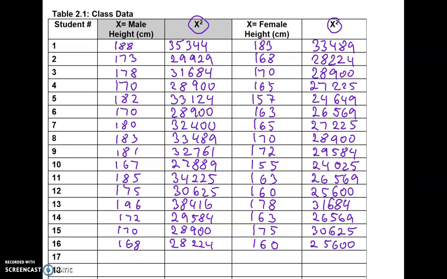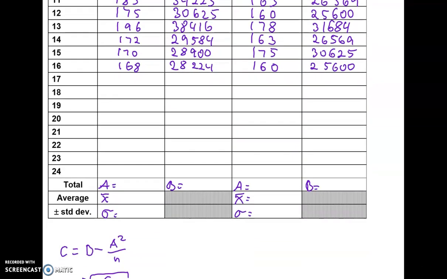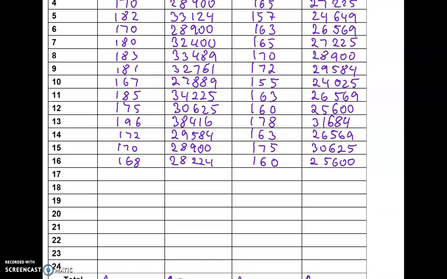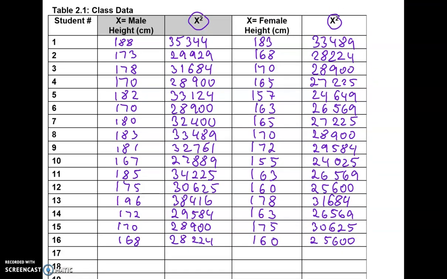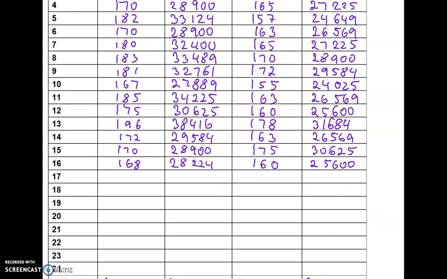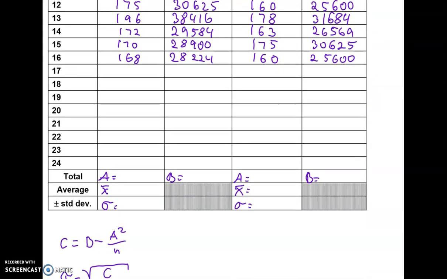We need to have a P of 0.05, and so we need to have 95% confidence. And we also need to take a look at the variance. As you're processing this data set, the next thing you need to do is first calculate the sum of the data, so that's the total. That would be your A number. A equals the sum of the heights of the male students, and the sum of the heights of the female students.